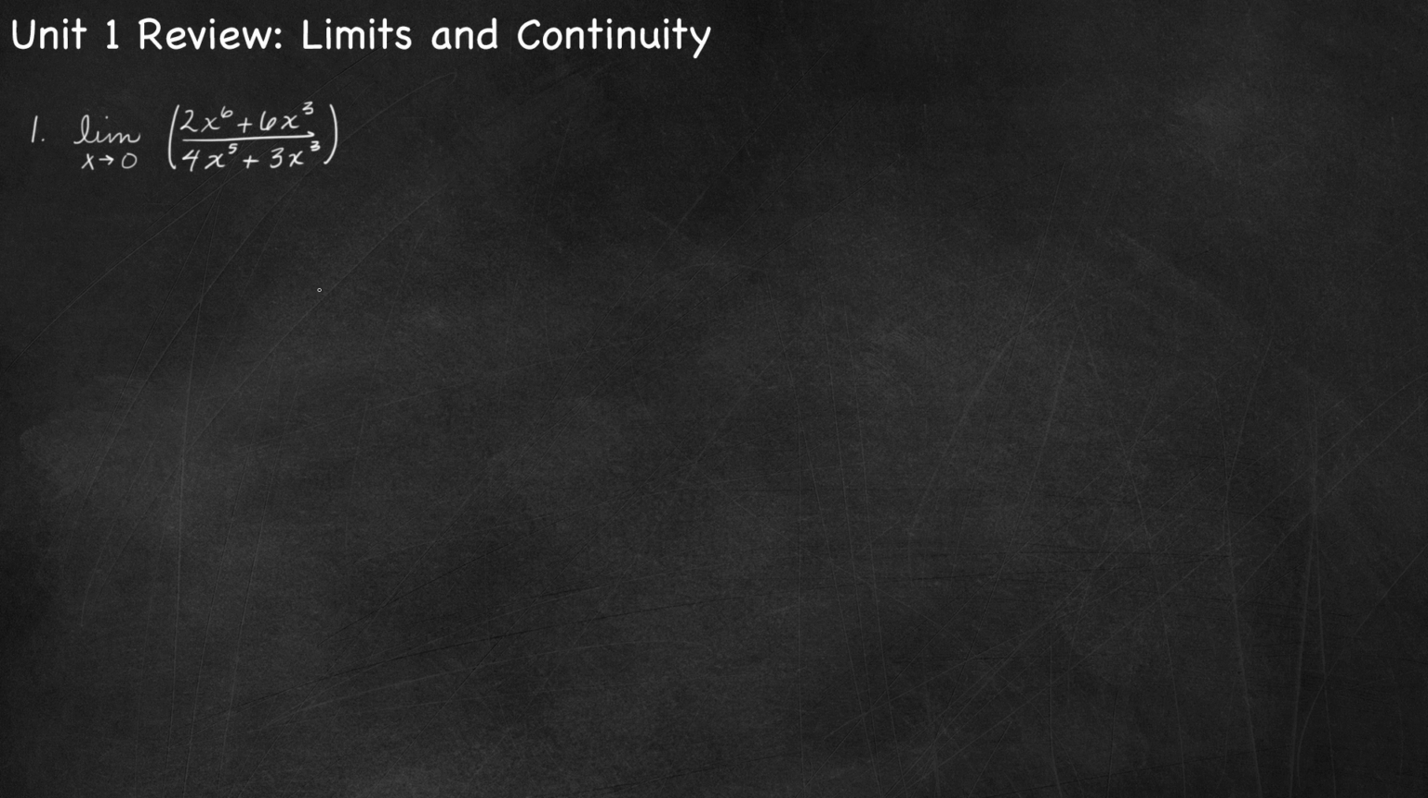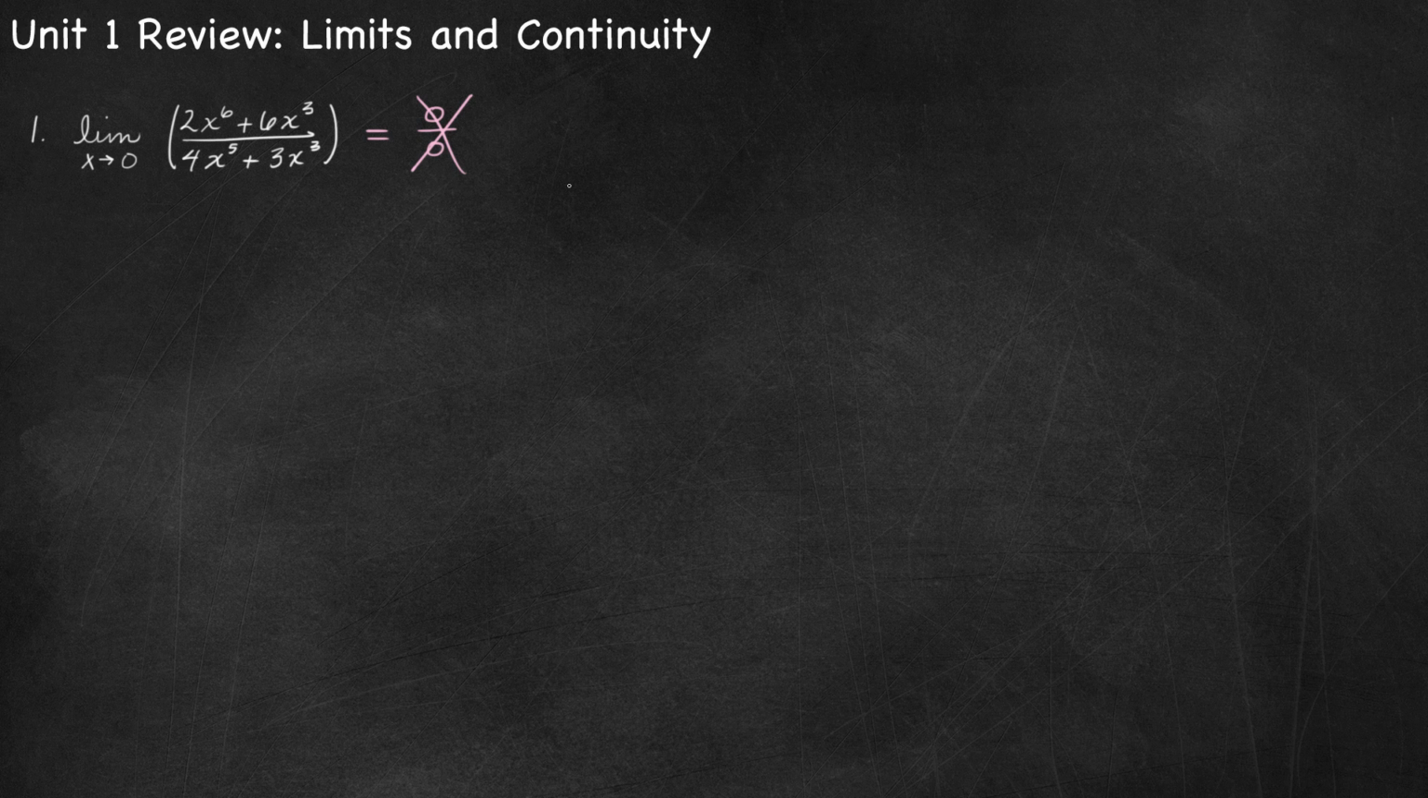Hello, in this video I'll be working through problems from the Unit 1 review. For question 1, we want to find the limit as x approaches 0. If we try direct substitution, we're going to end up with 0 over 0, and 0 over 0 is an indeterminate form that doesn't tell us anything. So algebraically, we want to simplify 2x to the 6th plus 6x cubed over 4x to the 5th plus 3x cubed, and then try finding the limit by substitution.